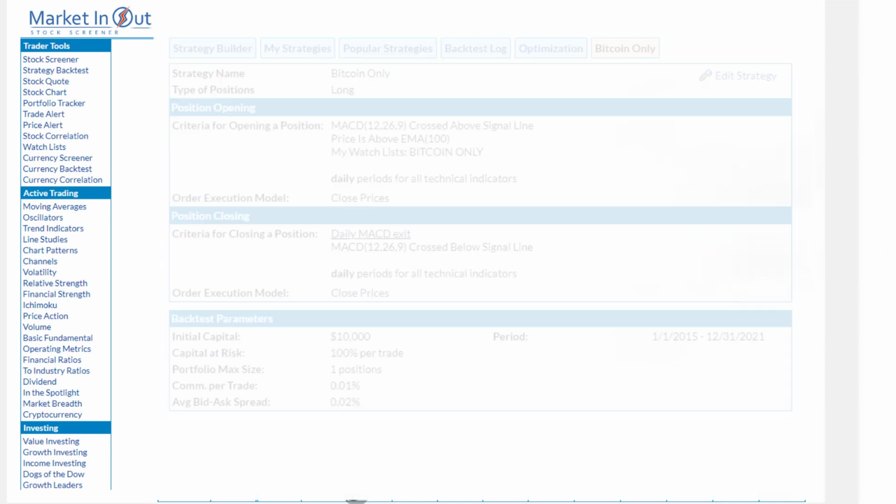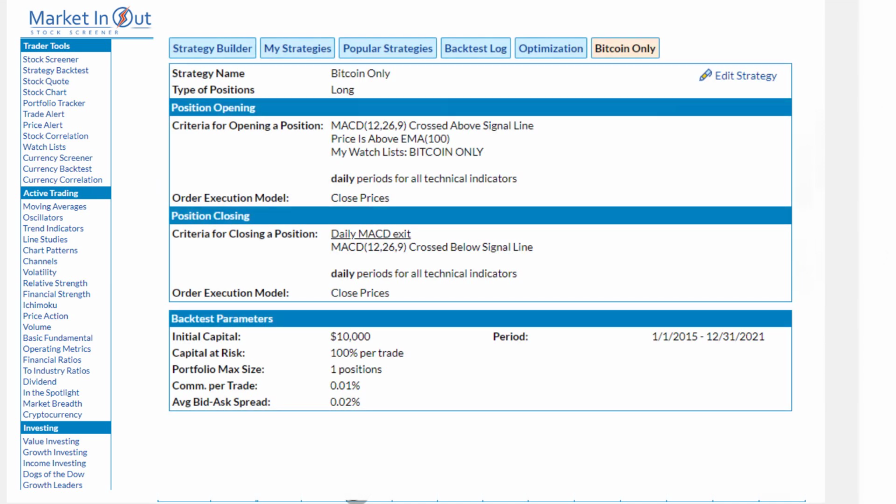Another example can be seen here, this time a simple rules-based strategy for Bitcoin. The rules are simple. Buy when the MACD crosses above the signal line, ensuring price is above the 100-day exponential moving average, and sell when the MACD crosses below the signal line. We set the parameters here, using a $10,000 initial investment, holding just the one position and adding the trade costs. We run the backtest from January 2015 to February 2021.